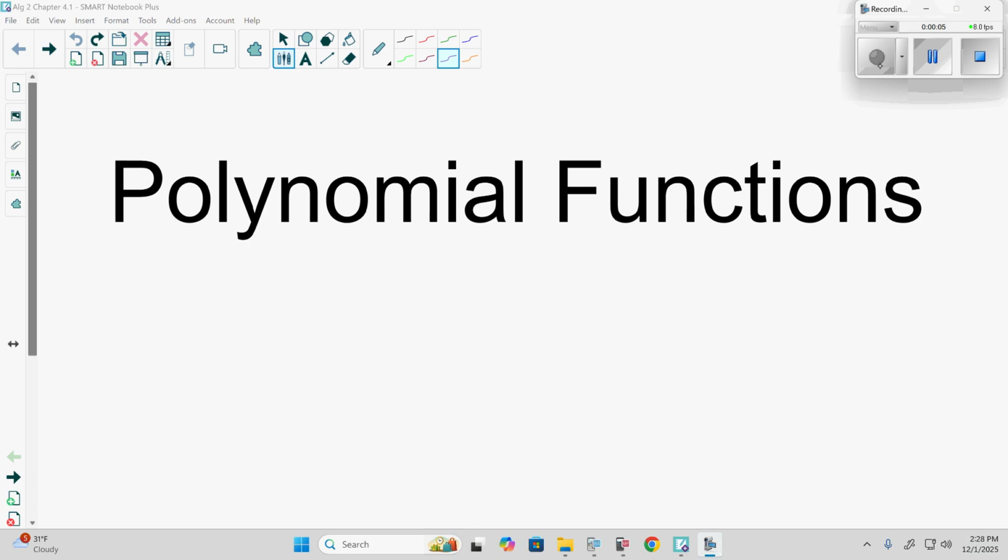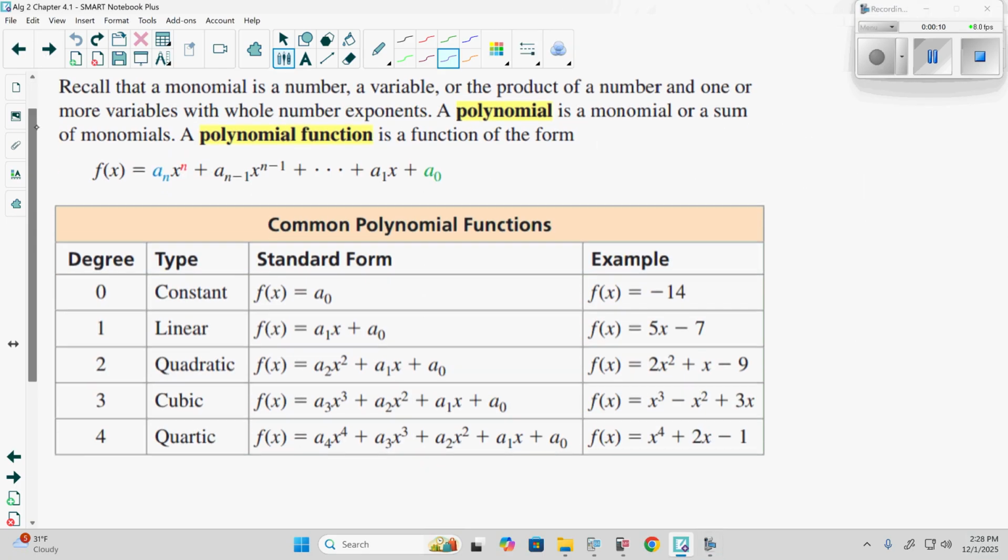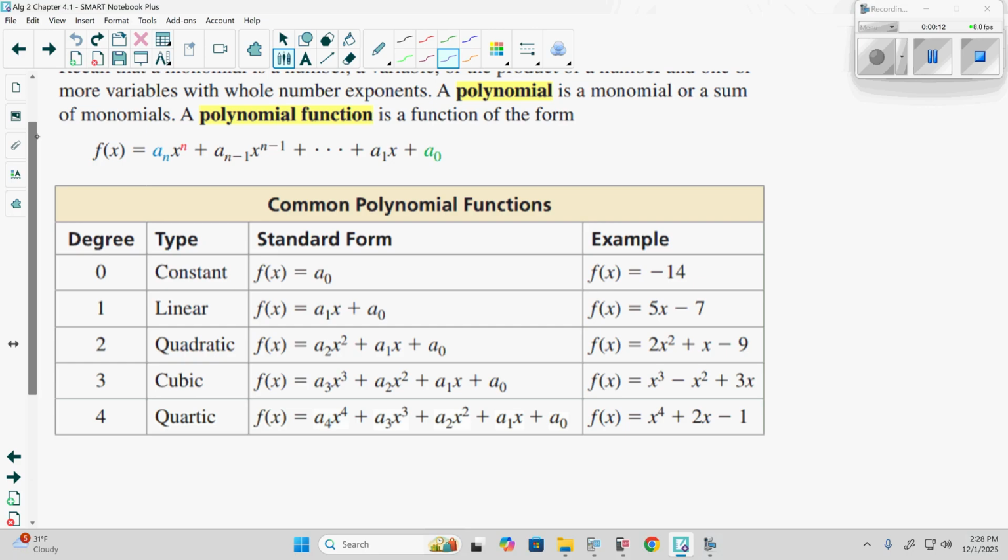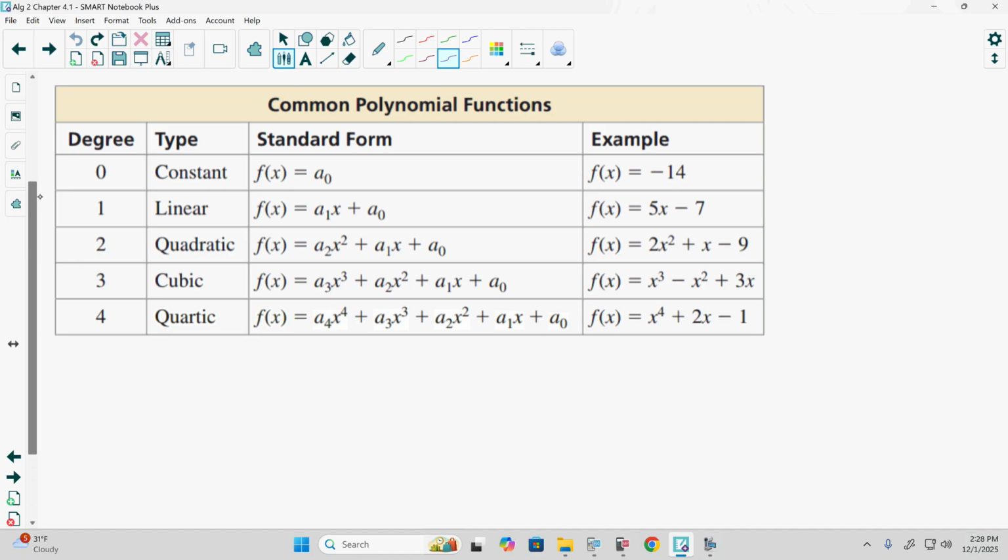Polynomial functions are a type of quadratic or polynomial function, because a polynomial function is a monomial or a sum of different monomials. So if we have just a number, such as f of x equals negative 14, that would be considered the constant function because the degree is 0. Constant function, just a number.